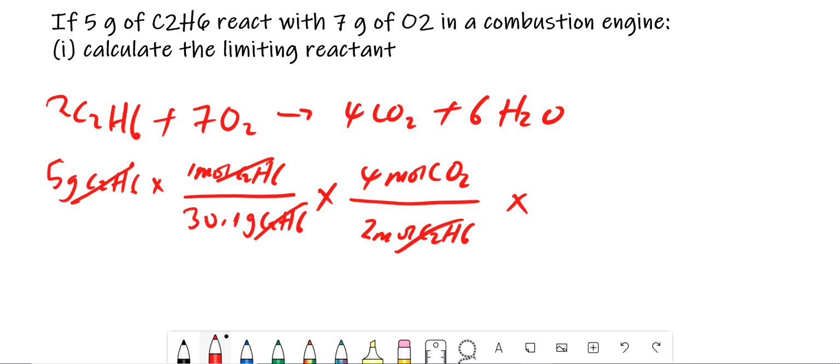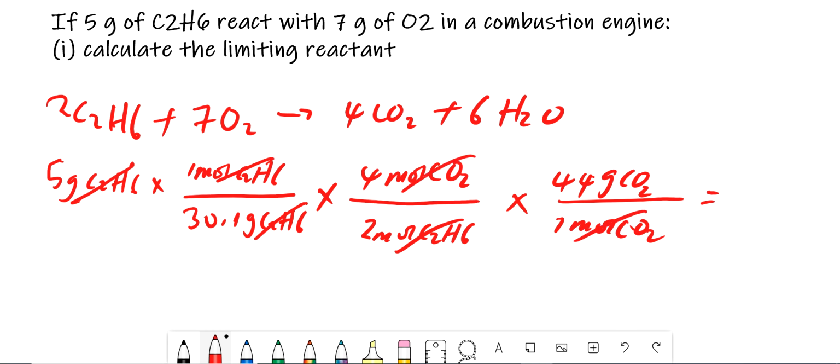In this case we will further convert it to grams. So we will multiply with the molar mass of carbon dioxide, which is 44 grams per 1 mole CO2. This and that will cancel out, and your answer will be in grams, which will be 14.6 grams of CO2.